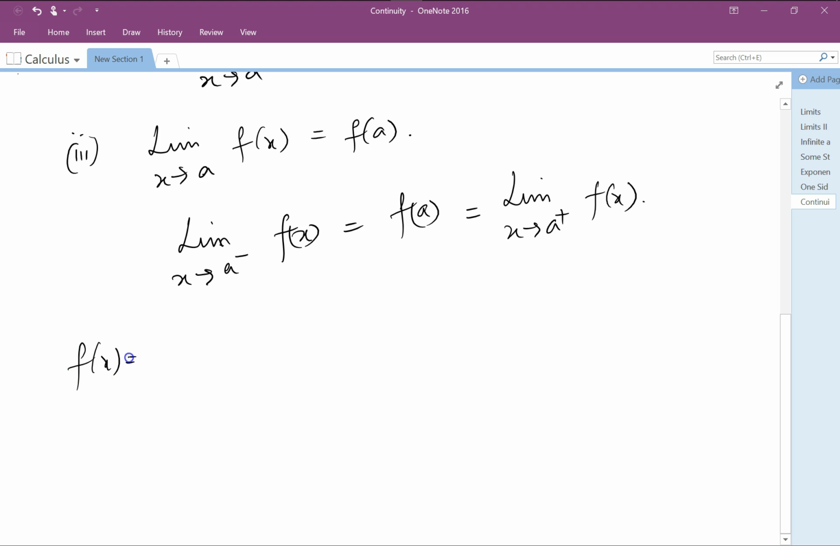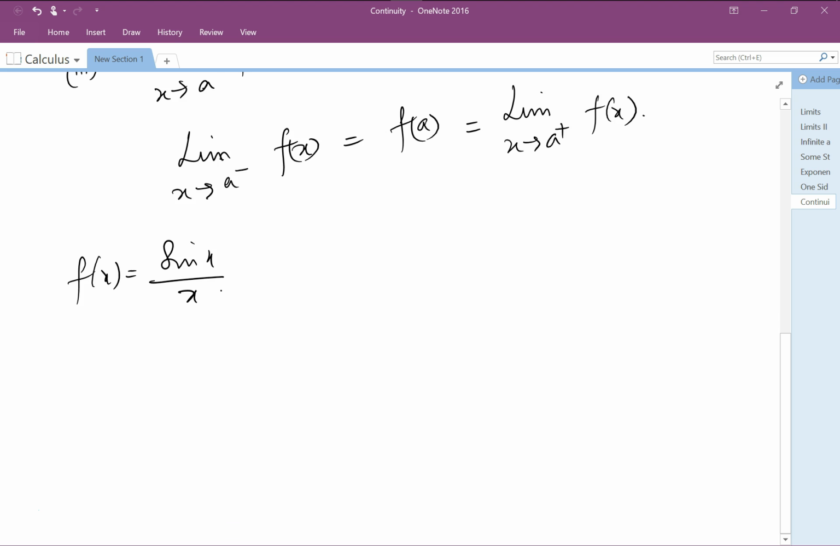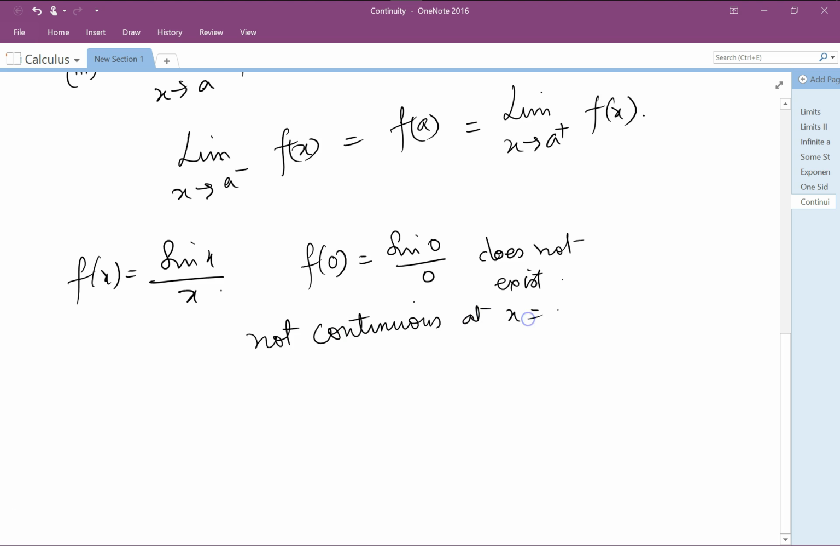Let's say f of x equals sine x by x. The first condition is that f of a itself should exist. So does f of 0, that is sine 0 by 0, exist? No, division by 0 is not allowed. So it does not exist. Since this itself doesn't exist, there is no point in going forward to check the second and third conditions, and we can say that the function is not continuous at x equal to 0.